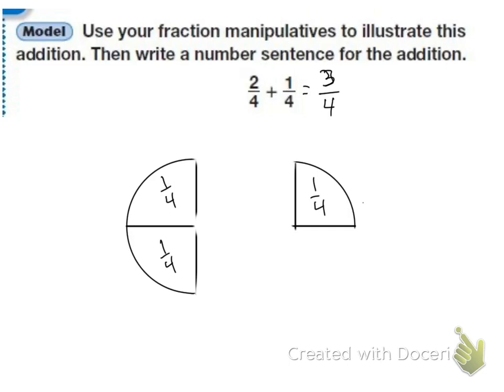Now notice when I added 2/4 plus 1/4, my denominators stayed the same. Okay, fractions with the same denominators are said to have common denominators. When fractions have common denominators, I can add or subtract them just by adding and subtracting the numerators. So the denominator will stay the same, but the numerator will change. So we just think 2 plus 1 equals 3.